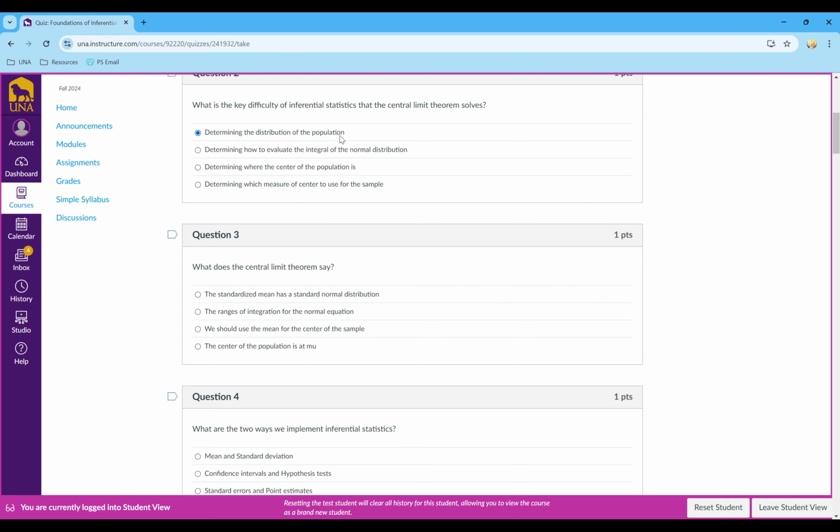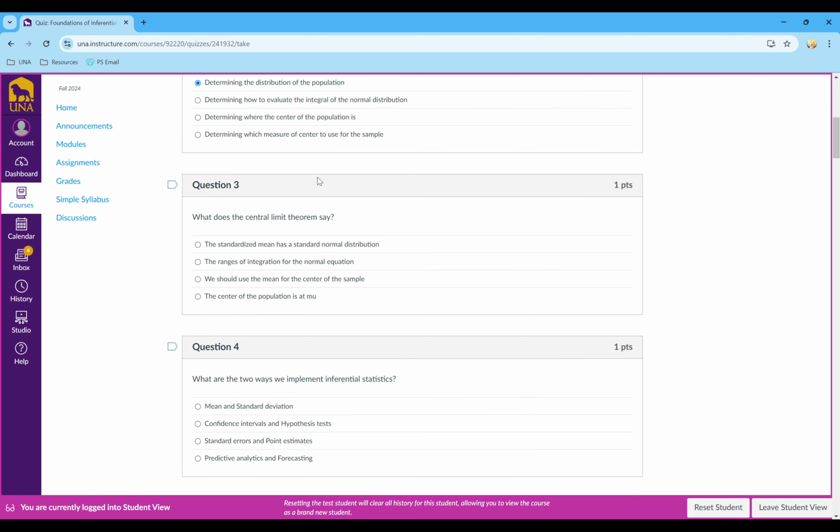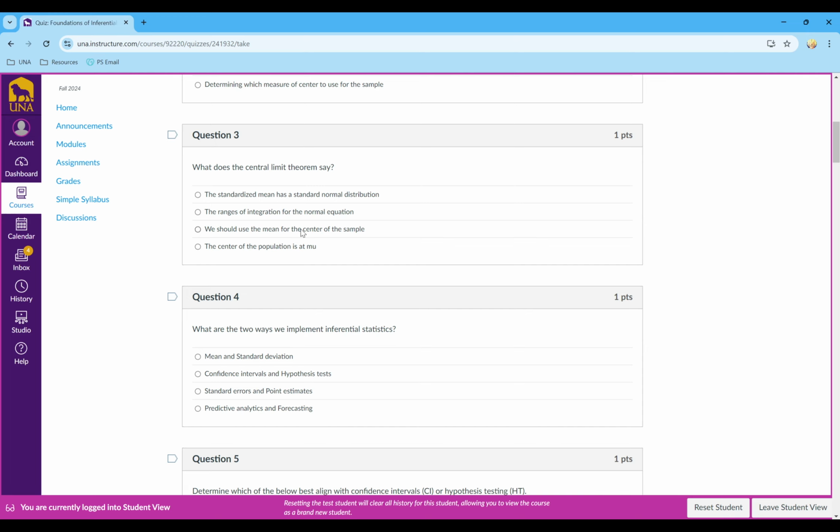And again, this is very specific for population. It's the population distribution for the means, typically. The central limit theorem talks about the distribution and it talks about the normal distribution. But let's look at these others. Range of integration, no. Should use the mean for the center of the sample? Again, this is contextual. If we've got a lot of outliers, mean is a bad decision, but the central limit theorem doesn't talk about that. Center of populations at mu, no, that's just notational. So yeah, this is going to be it.